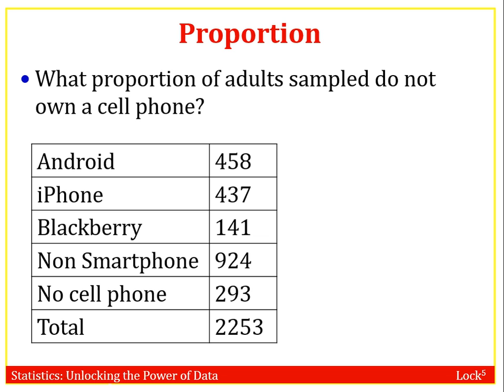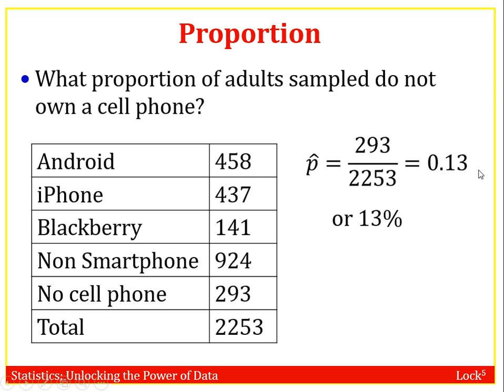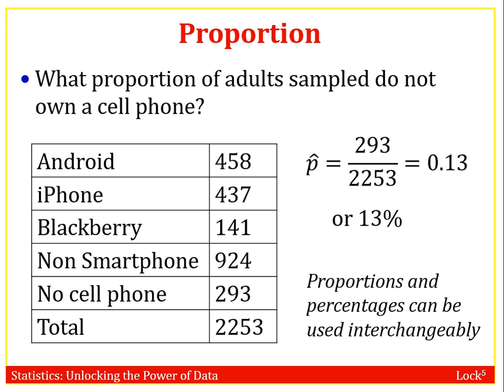So what proportion of adults do not have a cell phone? That proportion from our sample, so p hat, for no cell phone is 293 out of the total, which is 2,253, which is about 0.13, or about 13%. Now, whether you use a proportion or a percentage is really up to you. It can be done either way.